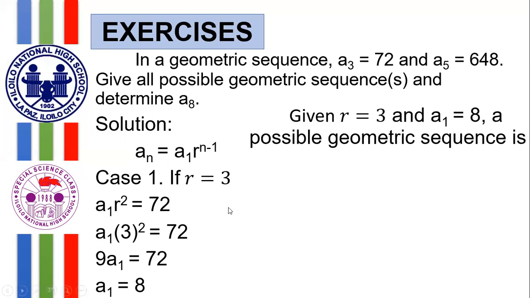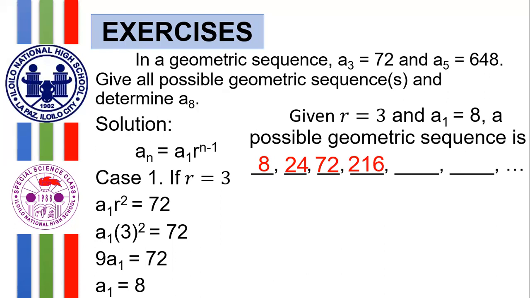And since your r is 3 and your first term is 8, we can now determine the value of the 8th term using the explicit formula. But for now, let's give all possible geometric sequences. So the first term is 8. And since your common ratio is 3, we have to multiply by 3 all throughout. 8 times 3, 24. Times 3, 72. Times 3, 216. Times 3, 648. Times 3, 1,944, and so on.